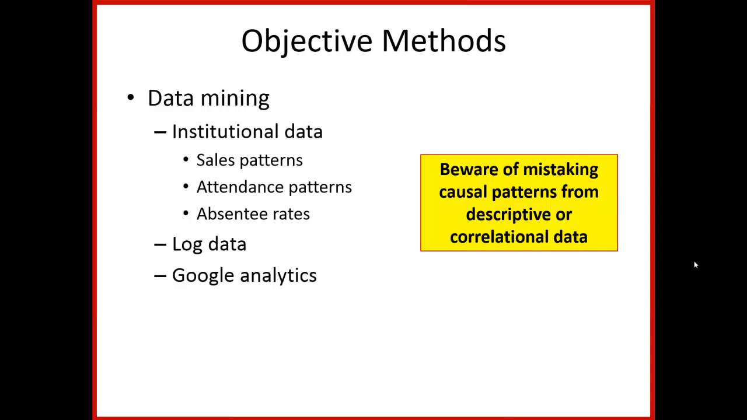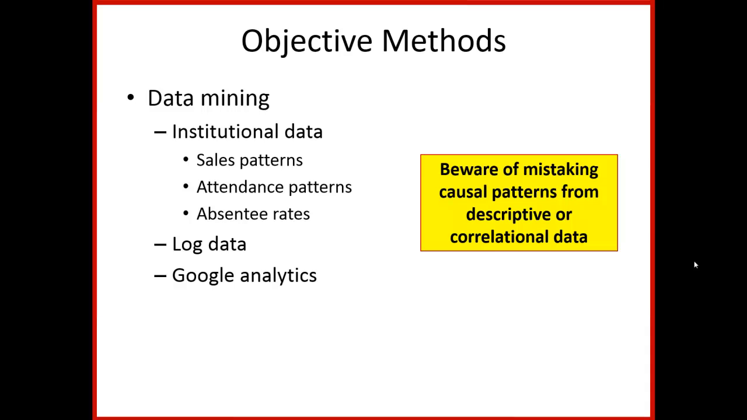It's very important to be aware that you don't want to mistake causal patterns from descriptive or correlational data. So you might say, wow, sales patterns really have a dip in this month, so employees aren't motivated then. Well, it could be that that's January and there's a post-Christmas holiday pause in people's buying patterns. It may not have to do with the sales partners as much as consumers.